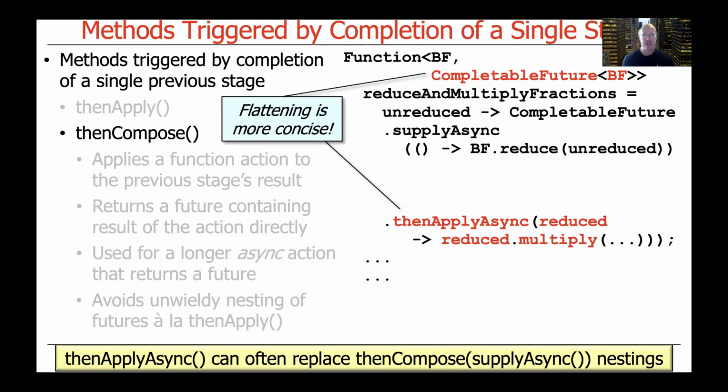So what this does is return just a CompletableFuture, but it'll arrange to run it in the background. So you'll find in your programming assignment number 3, this feature comes in very helpful. So thenApplyAsync can give you that flexibility. And you also see there's a thenComposeAsync as well, which also gives you some good flexibility. So thenApplyAsync can often be used to replace thenCompose and supplyAsync nestings, and you'll have a need to do that.